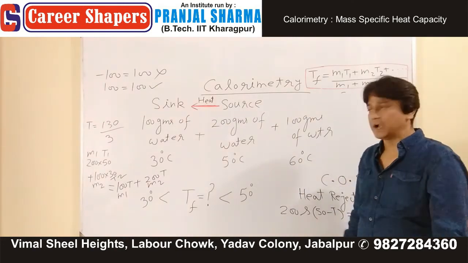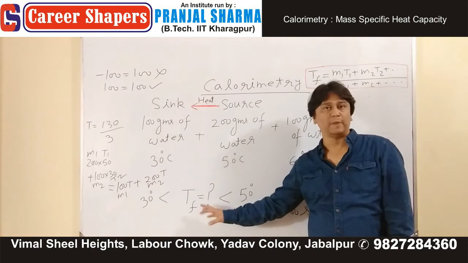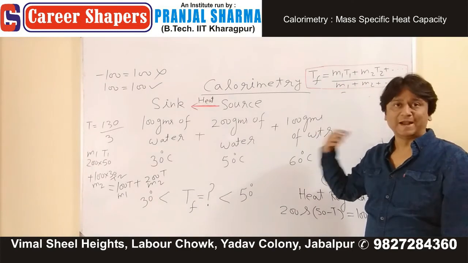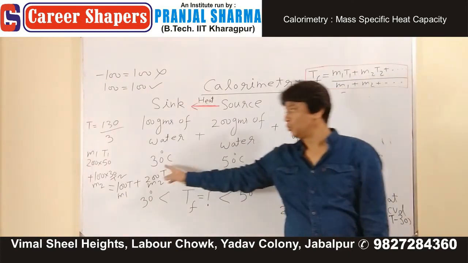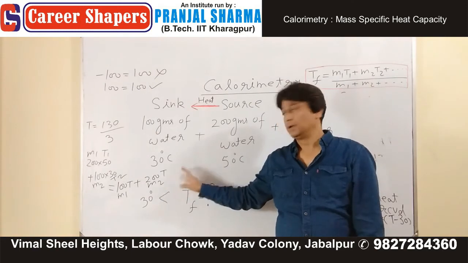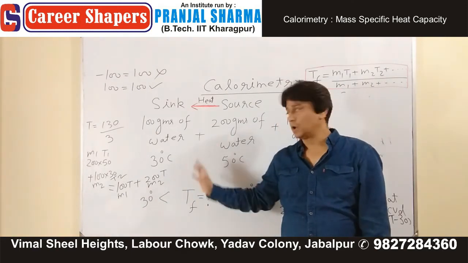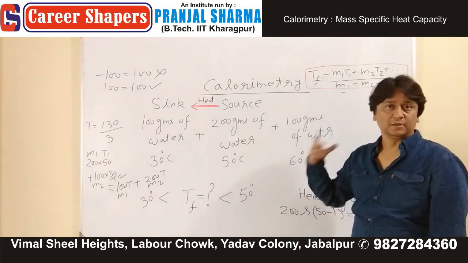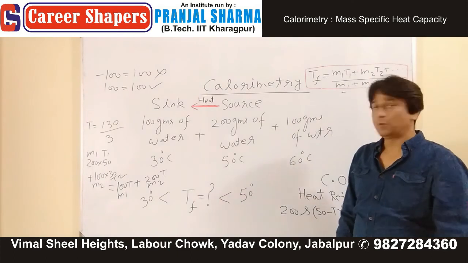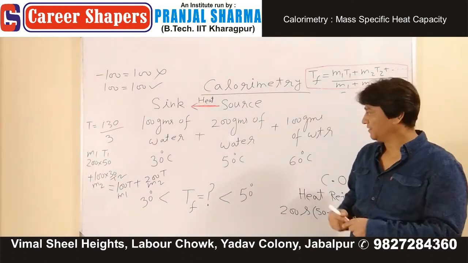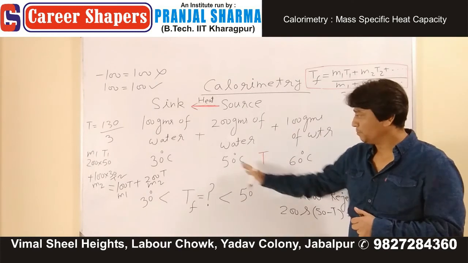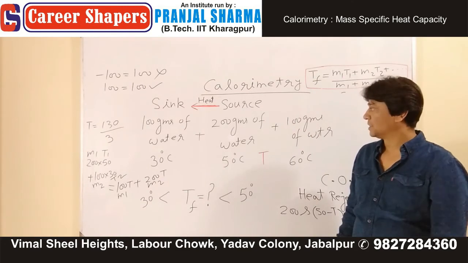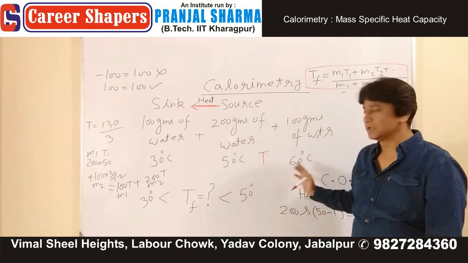Now, the problem is that we have no idea what the final temperature would be. This is 60. Well, it will be definitely less than 60, more than 30, but it is going to lie either less than 50 or more than 50. This is the confusion. Now, what is the confusion? If final temperature is between 50 and 60, listen and understand carefully.